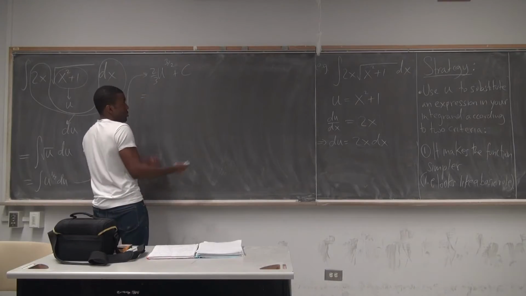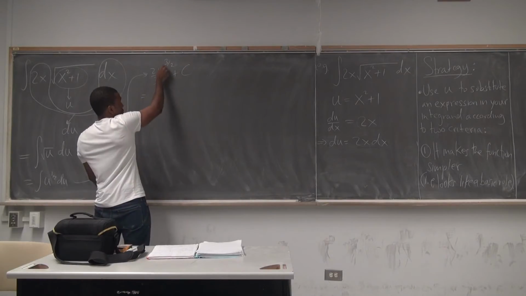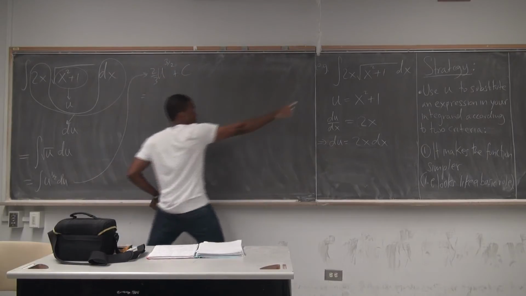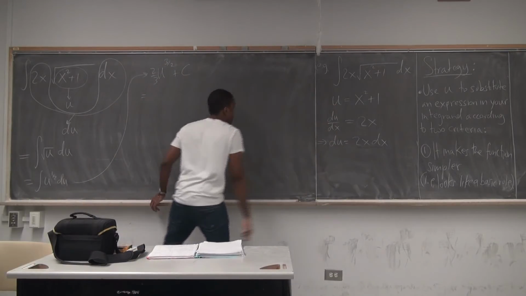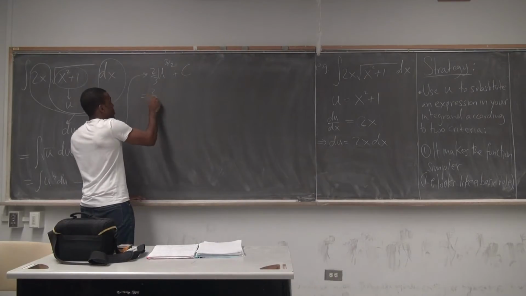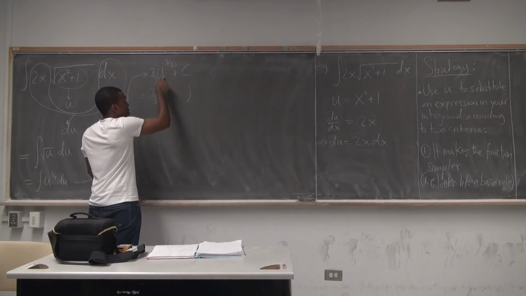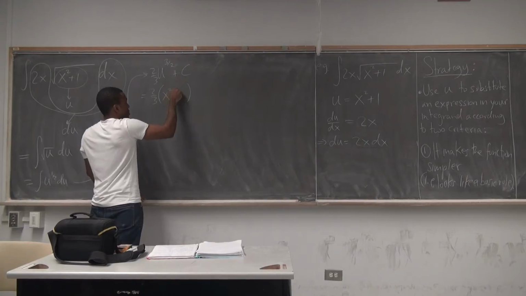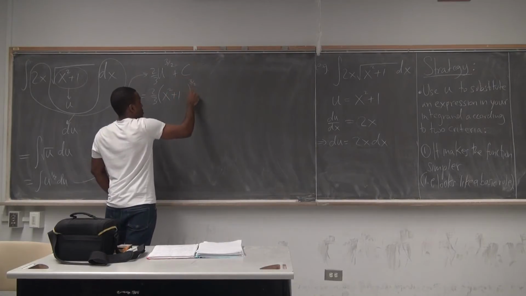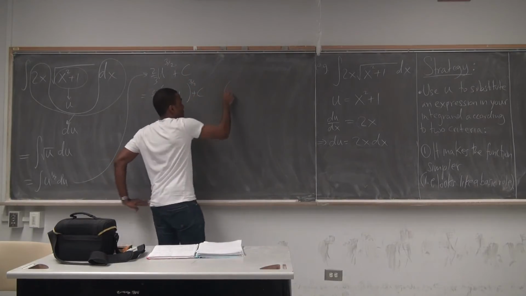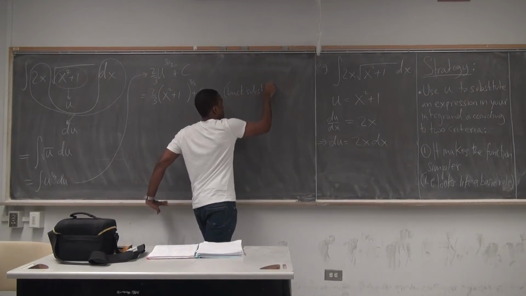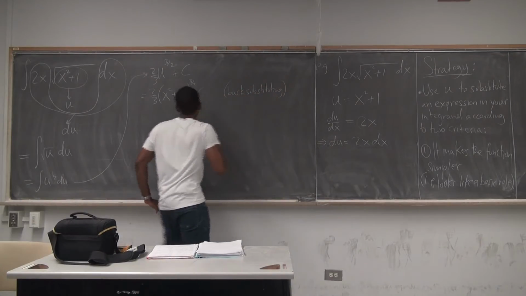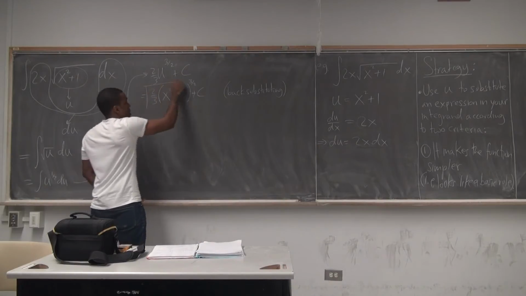And then I do what's called back substituting. u wasn't in my original problem, so I'm going to have to back substitute this u, replace it with x squared plus 1. And I have 2/3, replace my u with x squared plus 1, to the 3/2 plus c. This is what's called back substituting. And that will actually be the answer.